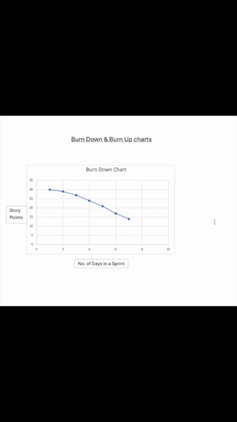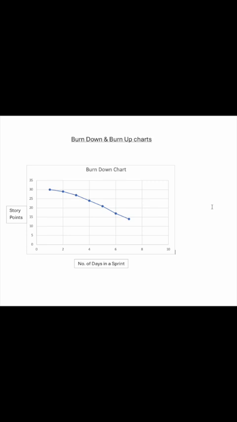Do you know how teams used to track the sprint and project status? That's where burn down and burn up charts come into the picture. Often the project manager, scrum master, or product owner, and sometimes the development team, need to know the sprint status as well as the current project status.